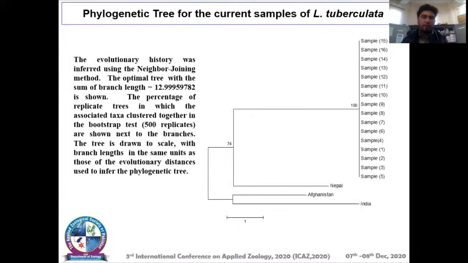So this is the overall phylogenetic tree for this species, Ladakia tuberculata, and the evolutionary history was inferred using the neighbor-joining method. The optimal tree with the sum of branch length 12.9995978 is shown in the picture as well. The percentage of replicate trees in which the associated taxa clustered together in the bootstrap test, 1500 replicates, is shown next to the branches. The tree is drawn to scale, with branch lengths in the same units as those of the evolutionary distances used to interpret the phylogenetic tree.